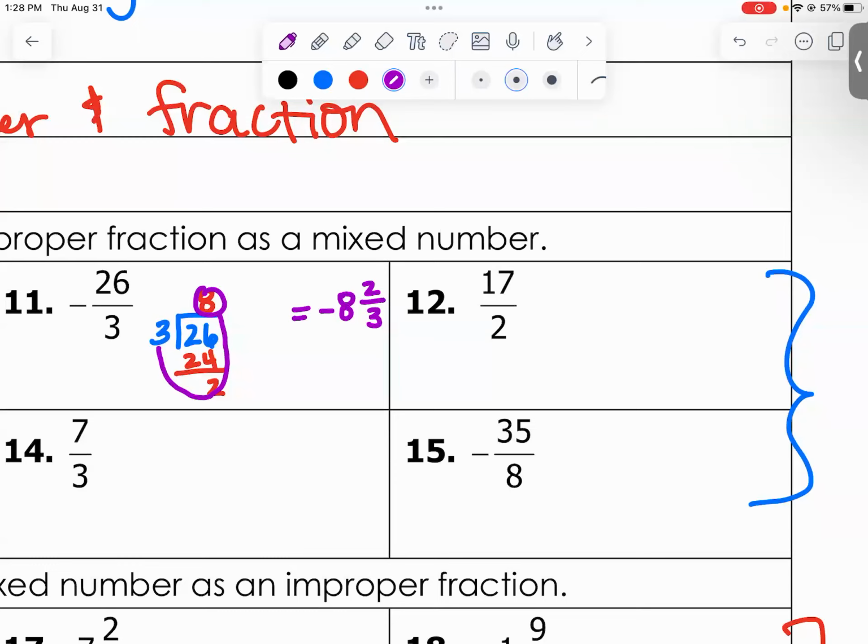Okay. Kanaya, do you have an answer? What do you have? 8 1/2. Raise your hand if you agree with Kanaya, 8 1/2. Okay. Kanaya took 17 divided by 2. 2 goes into 17 8 times with a remainder of 1.